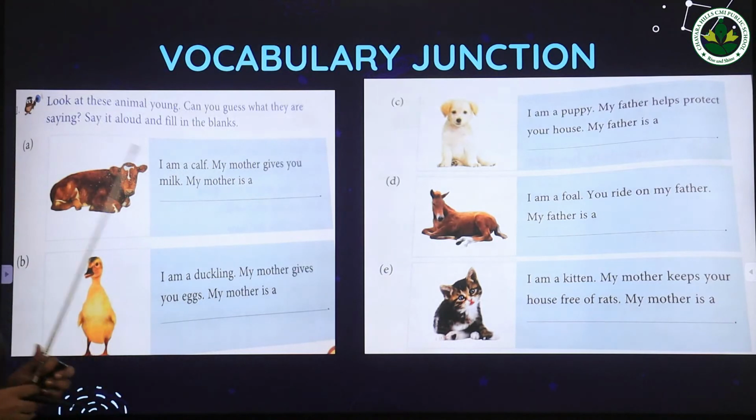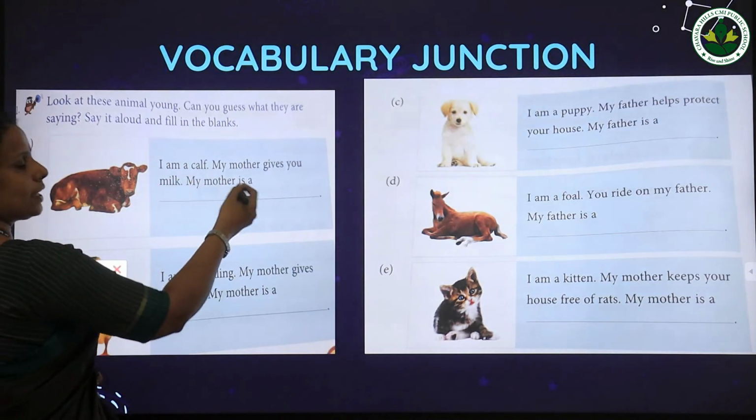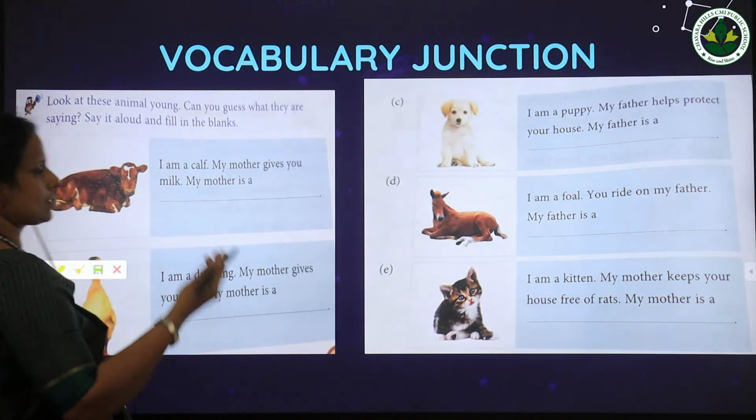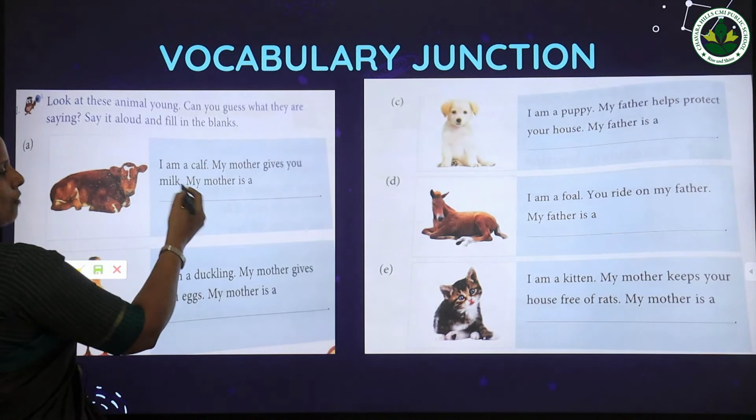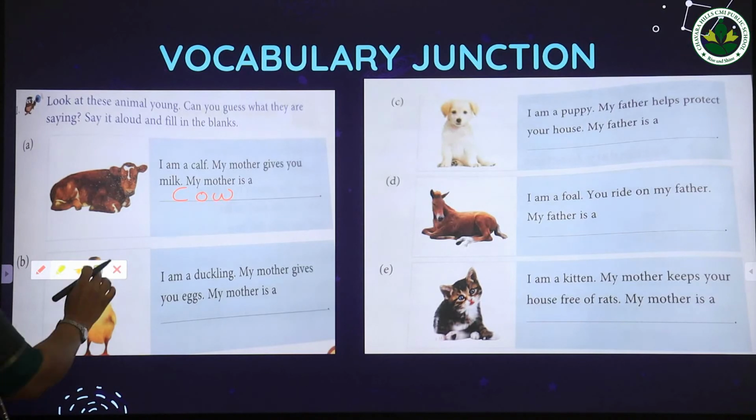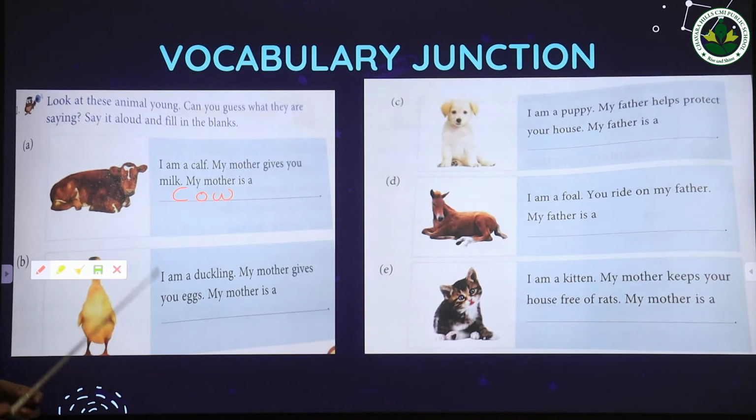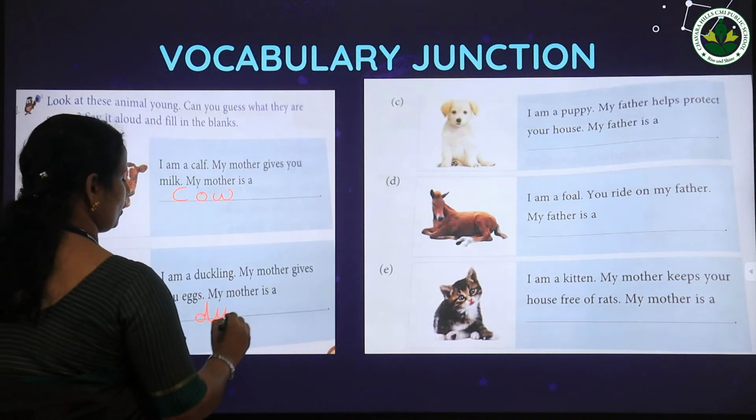You remember the names of animals and young ones we have just studied. Okay. Then you can write in this blank space. I am a calf. My mother gives you milk and my mother is a dash. Looking at this picture and the clues, we know that the mother of a calf is called cow. What is this? Cow. Okay, then the second picture is a duckling. I am a duckling. My mother gives you eggs and my mother is a dash. That also we have just learned. The mother of a duckling is duck.